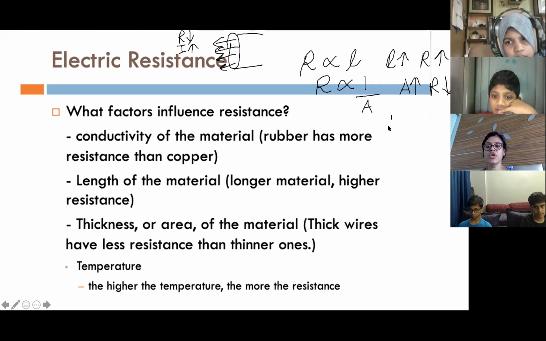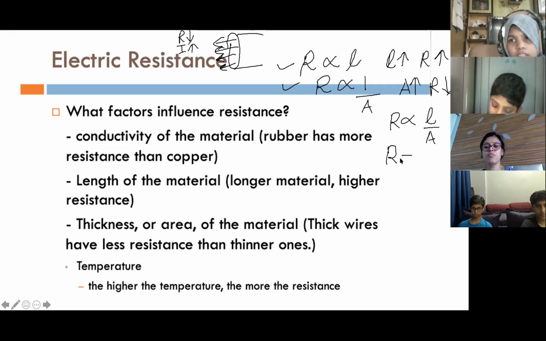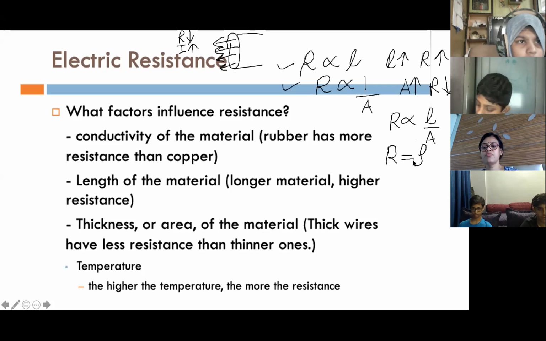Now I told you, if you have two formulas, that means resistance is proportional to L by A. If I combine these two proportionalities, I have resistance is proportional to L and resistance is proportional to 1 by A. So it becomes resistance is proportional to L by A. Now I told you when I remove the proportionality sign, I have to put a constant of proportionality. So here the constant of proportionality is written as rho.